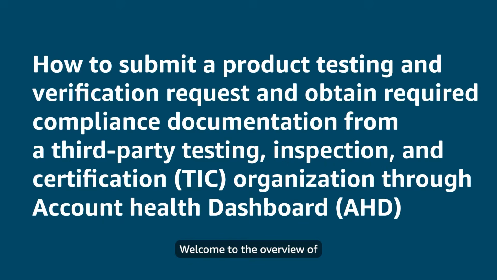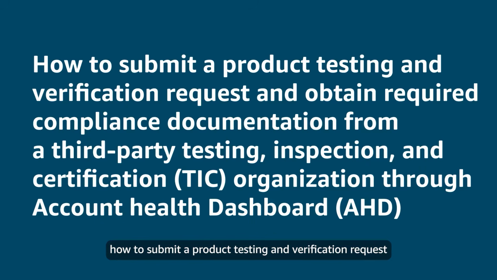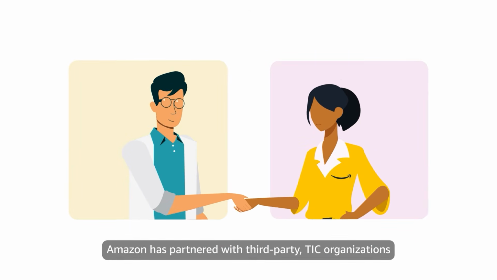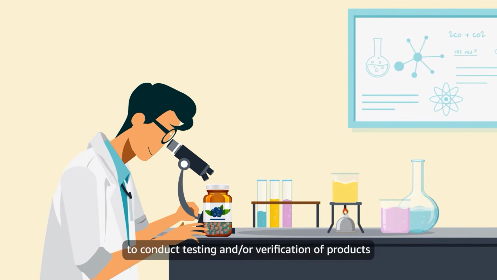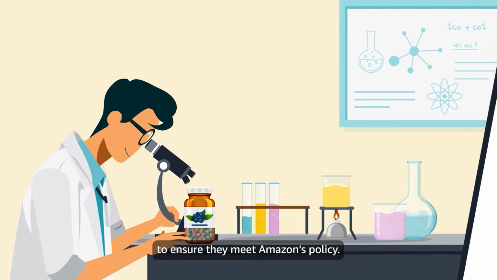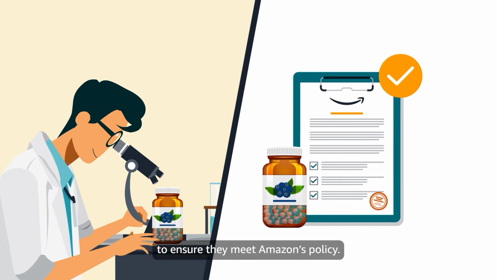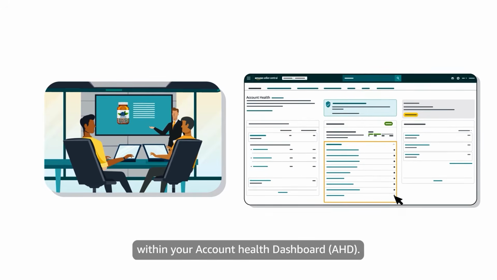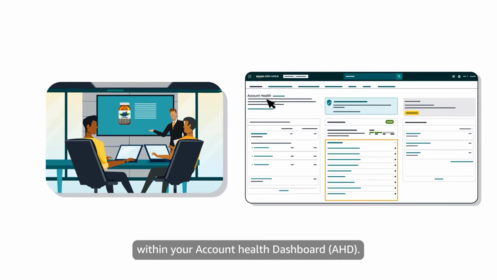Welcome to the overview of how to submit a product testing and verification request and obtain required compliance documentation from a third-party testing, inspection, and certification (TIC) organization through Account Health Dashboard (AHD). Amazon has partnered with third-party TIC organizations to conduct testing and/or verification of products to ensure they meet Amazon's policy. The approved third-party TIC organizations can be found within your Account Health Dashboard (AHD).